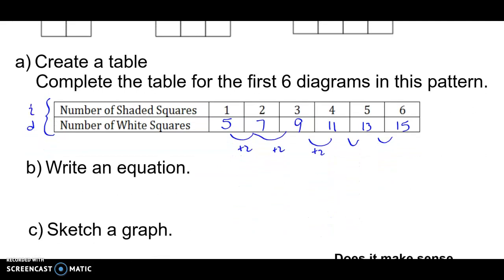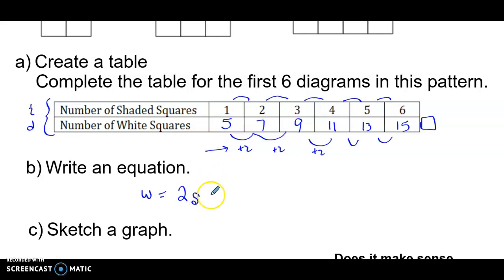If we want to write an equation now, if we look at our independent variable, it's increasing by 1 each time, which is what we want for writing our equation. Then this increase by 2 each time becomes a clue as to how to write our equation. To figure out the number of white squares, we would have to multiply the number of shaded squares by this value 2. So 2 multiplied by the shaded squares.